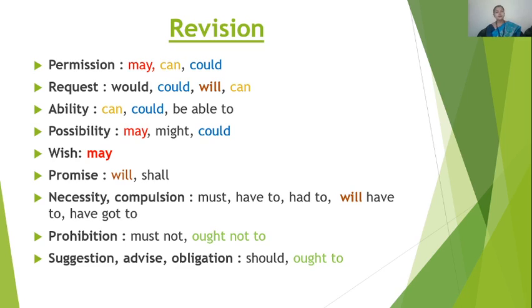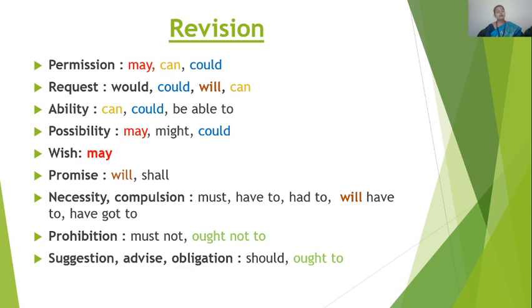Now let's come to possibility. To show any kind of possibility, that it may rain today, or it may be sunny, or he may come to meet you, or they may make a call to their parents, we use may, might, and could. May shows a strong possibility, might shows a weak possibility, and could shows a very, very weak possibility, and that can also be in future.